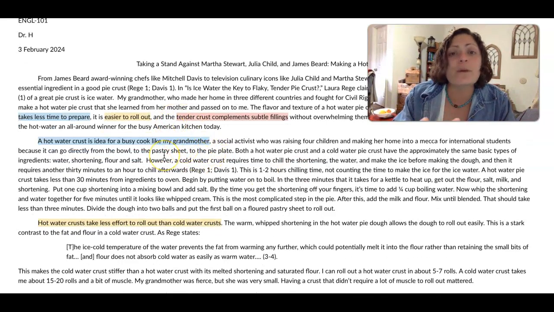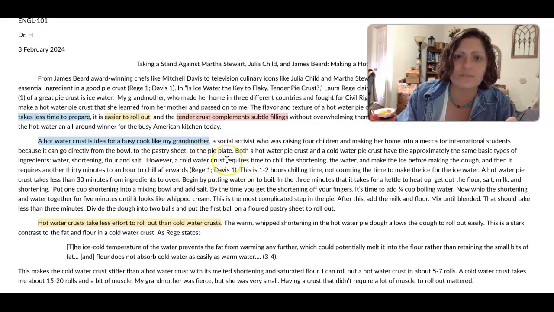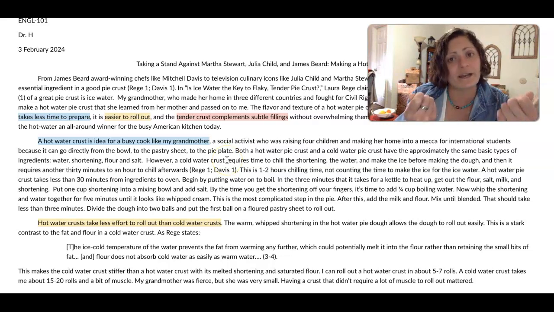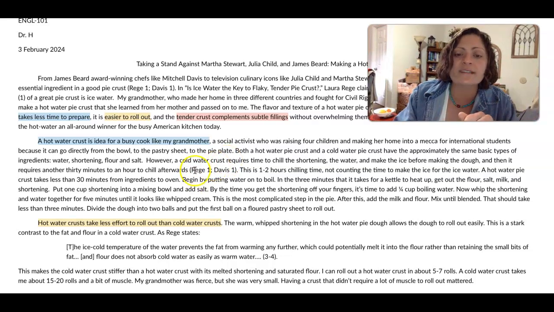I open with this sentence about grandma being busy, and so needing a pie crust that took less time. And then I lay out first, we've got about the same ingredients: water, flour, shortening, salt, in most pies. And if you notice, I use evidence for this because, one, it's my personal experience, right? I've got grandma's recipe. But two, I cite both Reggie and Davis because both of theirs have these same ingredients, as well as these same sort of time requirements on chilling ingredients before and chilling them afterwards.